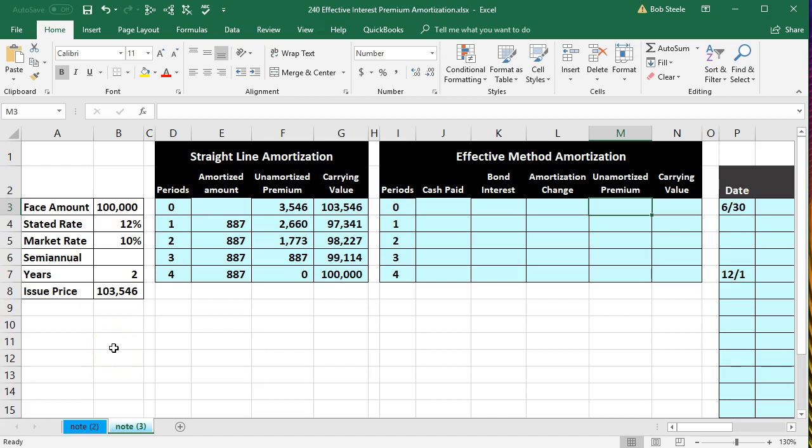In this presentation, we will calculate an amortization schedule under the effective method for a premium.